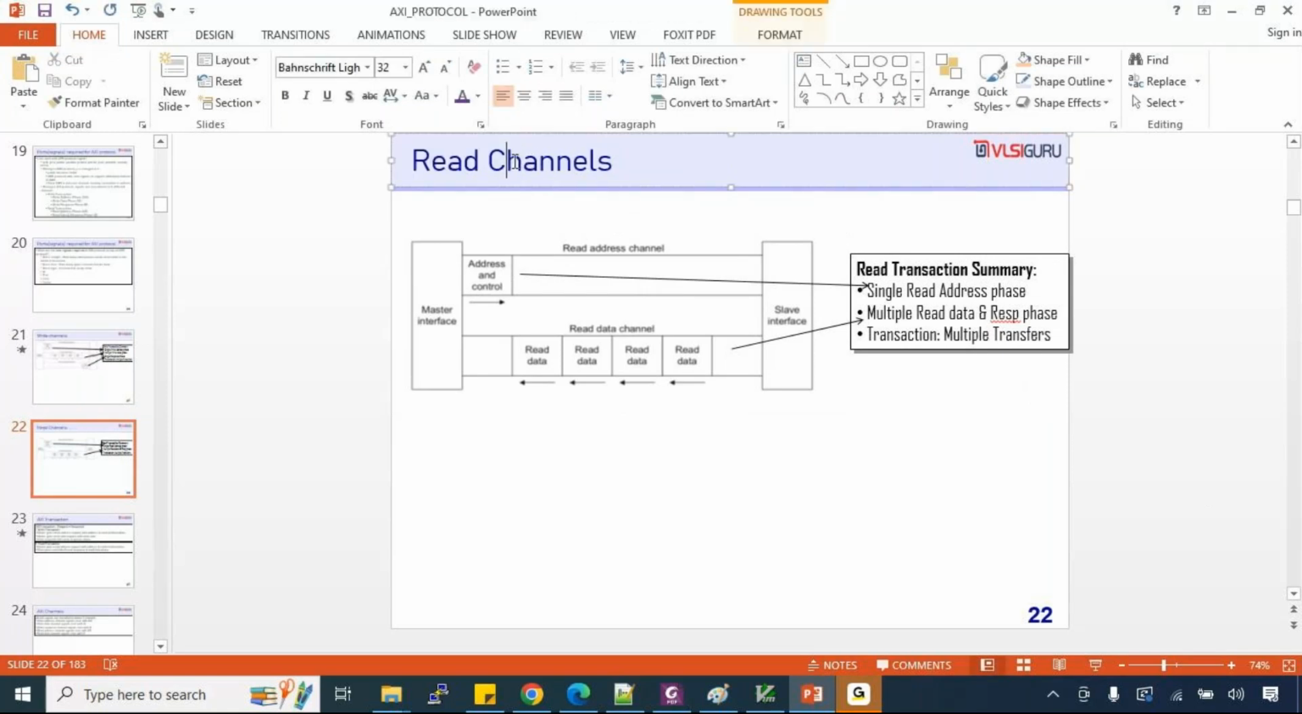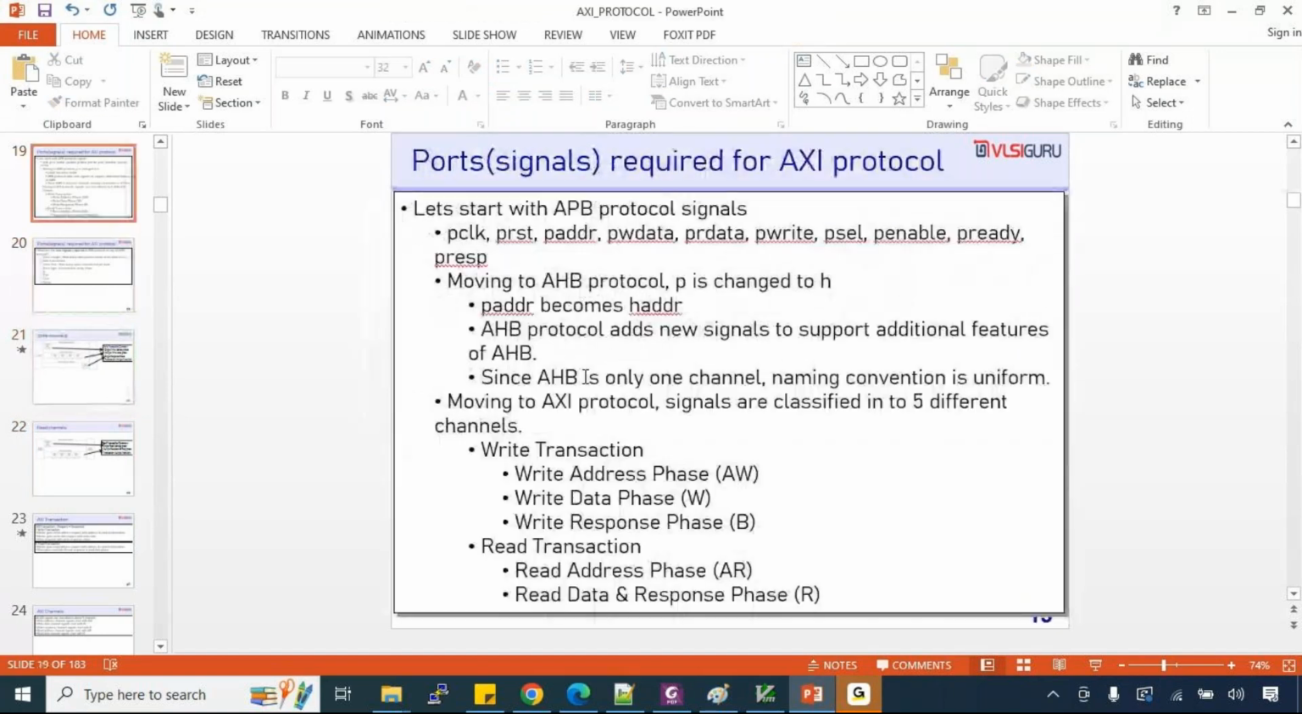How many channels are there for read? Two channels. Address and control. Read address channel, from where to where? Master to slave. Always see, whether write or read, address is always given by master. Read data is coming from where? Slave to master. Why is it called control also? Because you give other information also, like the burst length, the burst type, the burst size. Everything is conveyed during the address phase. This is wrong naming. Ideally I should have used the term address and control.